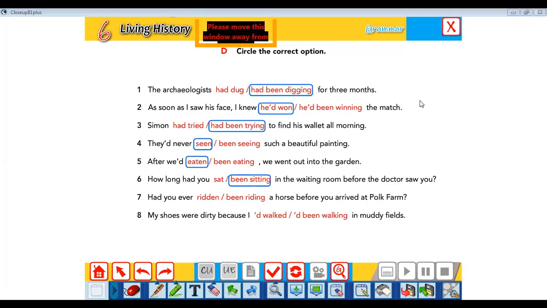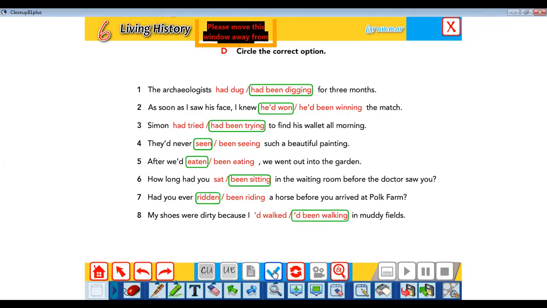Yes, Aya? Had you ever ridden? Very good. Had you ever ridden? Number 8. My shoes were dirty because... this is a result here. Been walking. Had been walking, because I'd been walking. Very good. Let's check our answers. Very good. They are correct.